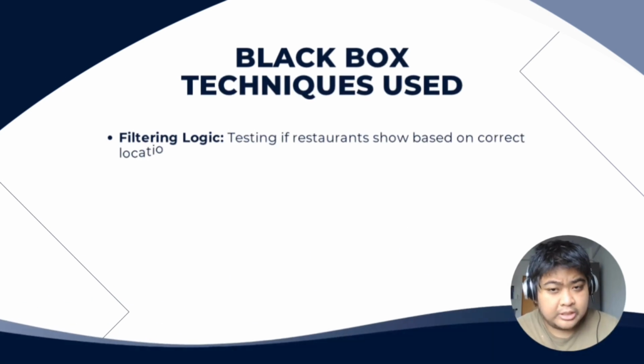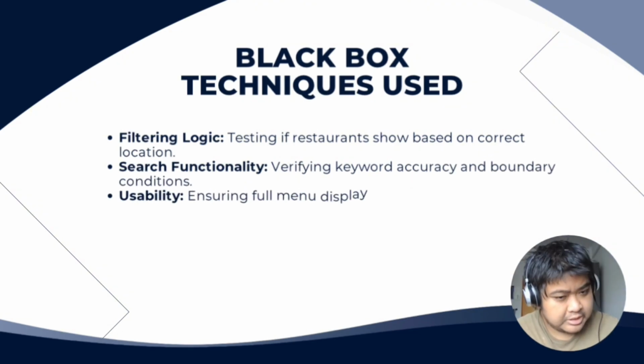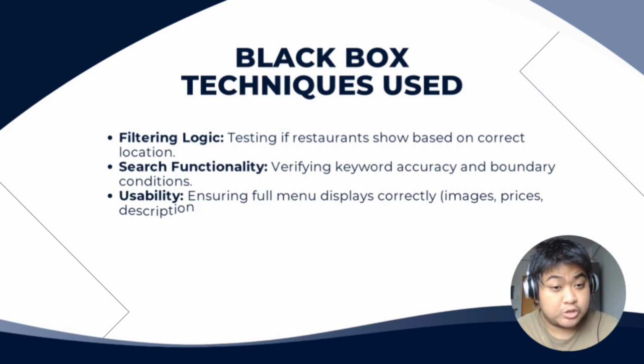So first of all, there's the filtering logic, which is used in testing if restaurants show based on the correct location. After all, for our food delivery service, we will need to know the restaurant's location so that they may upload their menu as well as be ordered from properly. So the drivers can also detect and find where the restaurants are and safely deliver the food to the customer.